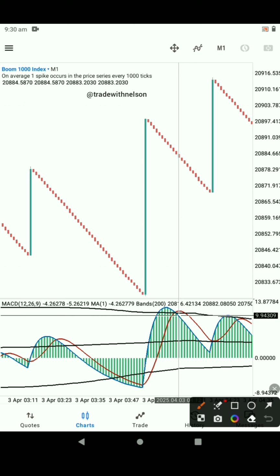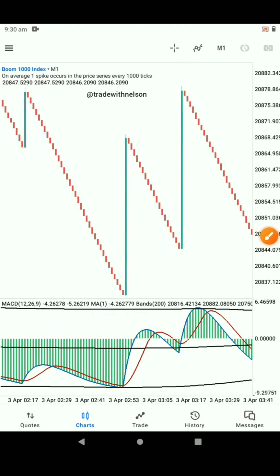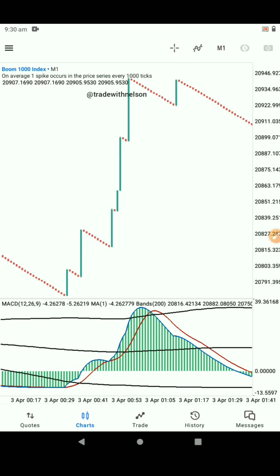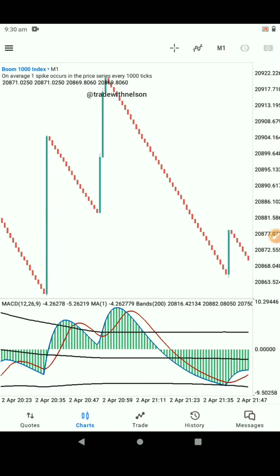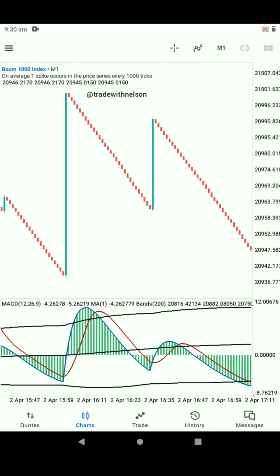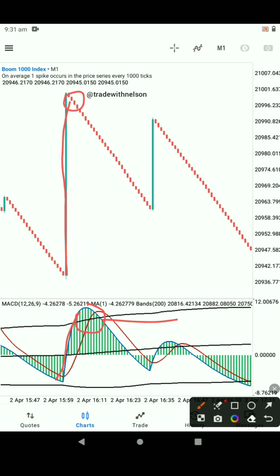So this is why I said sometimes markets will not give you that 10 candles. Over here we have like 8 candles before we have a spike to the upside. So let me show you more examples. Here is another one. We have a long spike to the upside that pushes the MACD into the upper band.